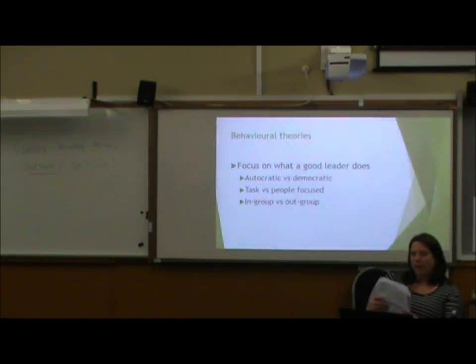So the behavioural theories were really looking at what is the focus for that particular leader in terms of how they approach it, and also they talked about in-group versus out-group. Okay, so the in-group versus the out-group was around the vertical dyad linkage model, page 49. I don't think we covered that one in Organisations and Management.